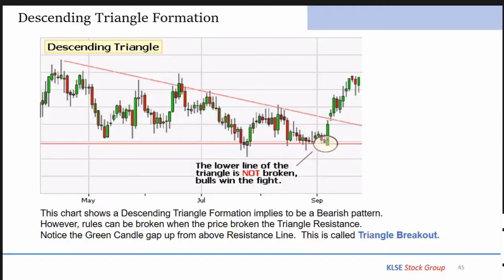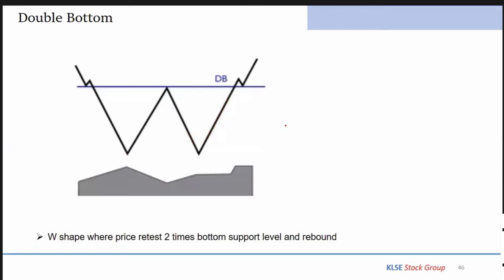Descending triangle sometimes can also break out, right? Descending also can break out. If it breaks out, it is also good. Breakout can move higher. Okay, so some other patterns are like the W shape. This is a W shape. Yeah, W shape is like a double bottom here, right? It can also break out here, then the price can move up. We're looking at the price formation patterns.